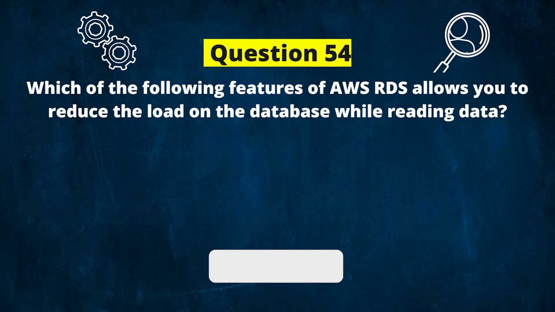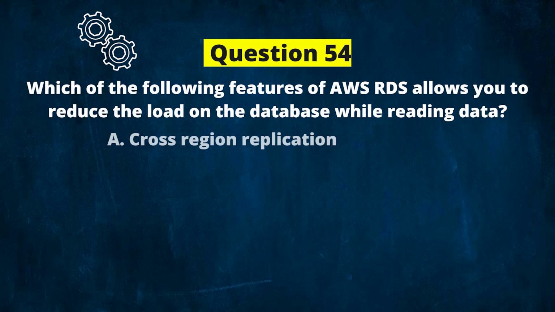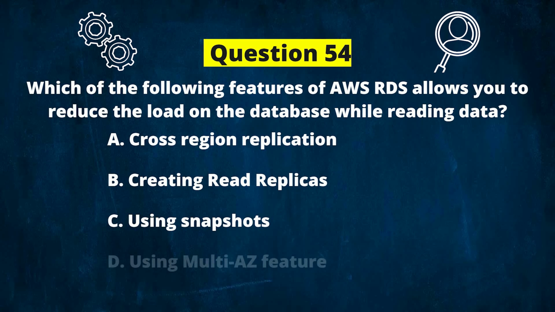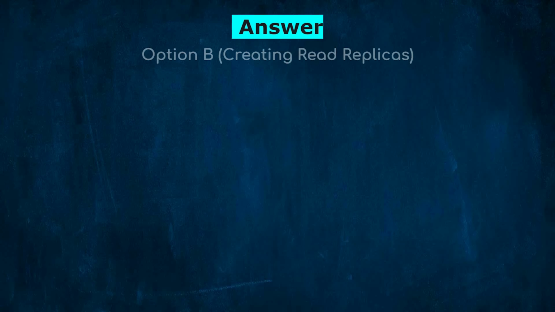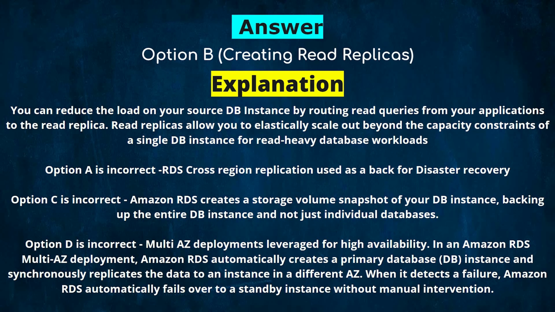Next question. Which of the following features of AWS RDS allows you to reduce the load on the database while reading data? And the options are A. Cross-region replication, B. Creating read replicas, C. Using snapshots, D. Using multi-AZ feature. And the correct answer is option B. Creating read replicas. Explanation. You can reduce the load on your source DB instance by routing read queries from your applications to the read replica.